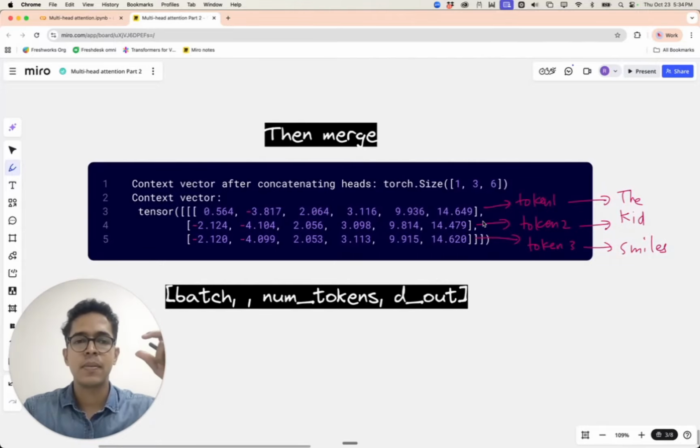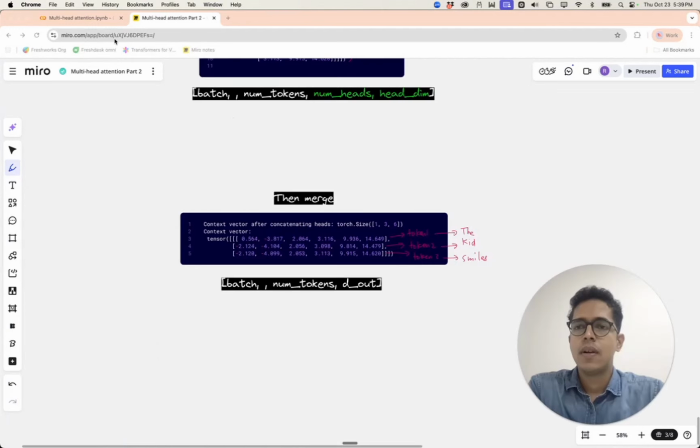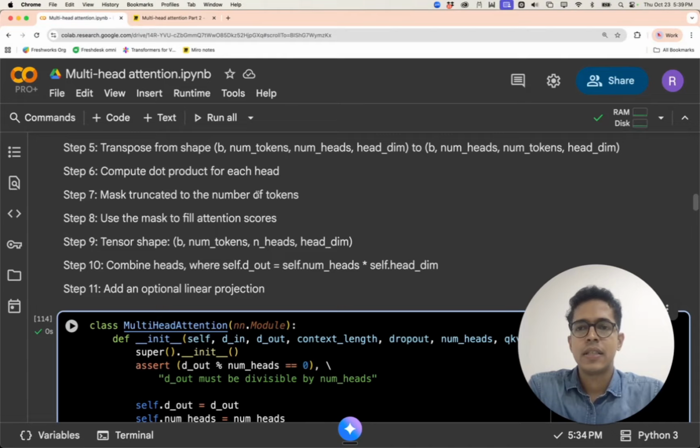So this is the entire multi-head attention mechanism implemented using a very simple technique where there are no for loops. It's entirely tensor operations, so this is much more efficient. Even if you had 96 attention heads, this is not a problem. So now we can look at the code where we are implementing the multi-head attention with just one class.